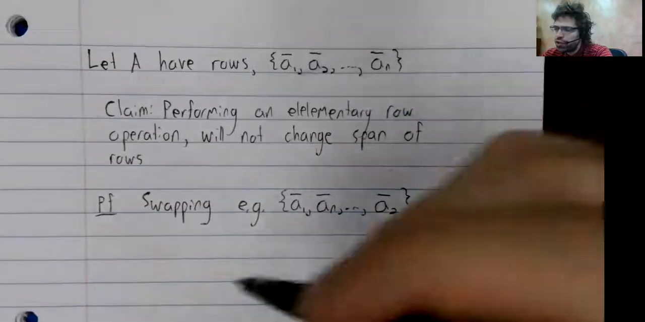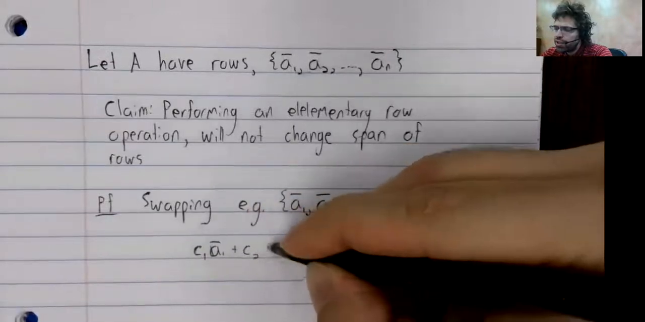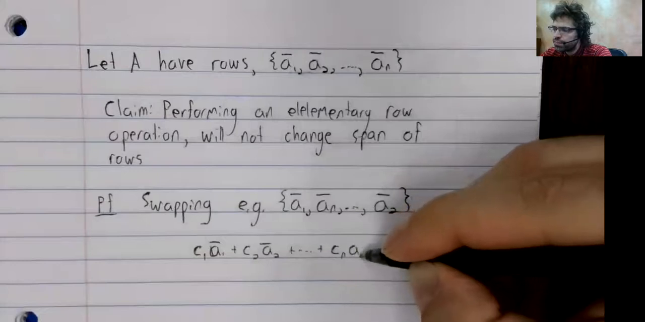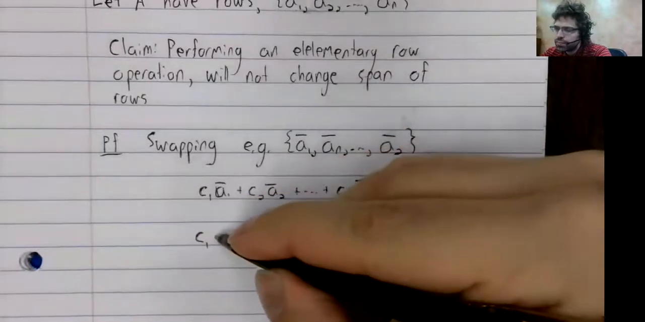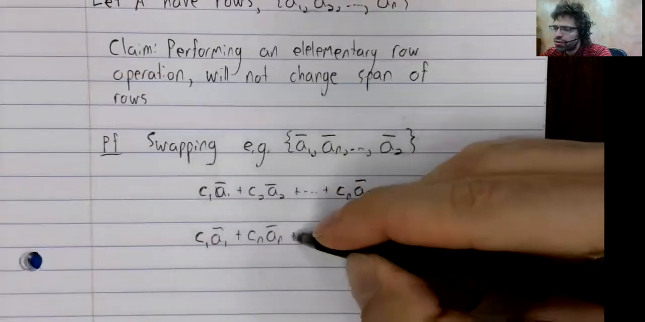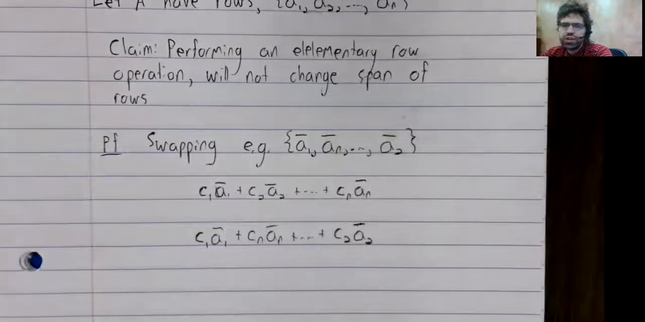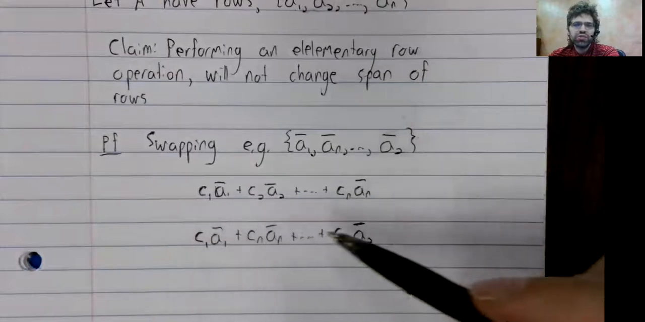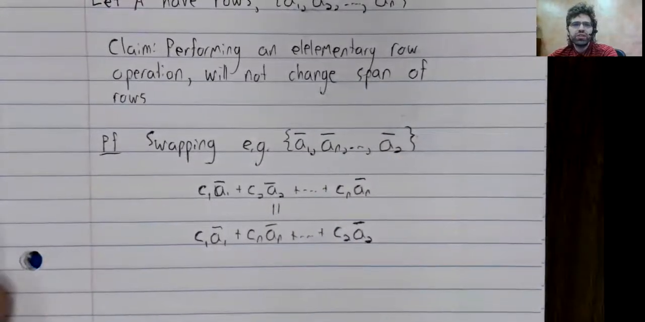The span of the original set is the linear combination of these vectors. The span of this set is the linear combination of these vectors. And of course, addition is commutative, so it doesn't matter in the least that you've written these terms in a different order. These are the same linear combinations.